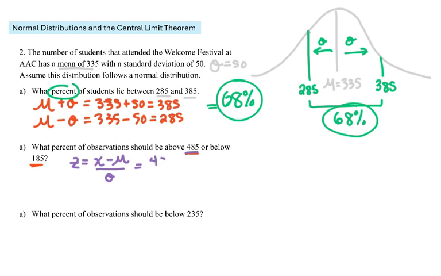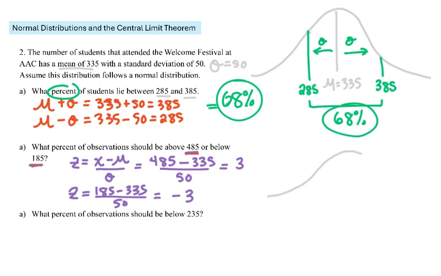So for example, for 485, you would do 485 minus 335, divide by the standard deviation of 50, and let's see what we get. And we will do the same for the other value, 185. So 185 minus the mean, which is 335, divided by the standard deviation, which is 50, and we get minus 3.